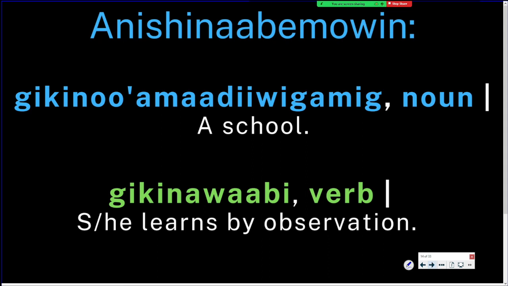And the first is Giki Nu Ahmad Diwigamig. So that is a school. That's a noun. Remember, a noun names a person, place, or thing. In this case, it's a school. The second word is Gikin Awabi, and that is she or he learns by observation. So that is a verb.